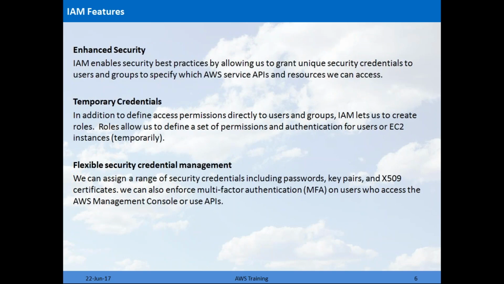We have enhanced security, obviously. IAM enables security best practices by allowing us to grant unique security credentials to users and groups, and to specify which AWS service APIs and resources we can access. So we separate our users' access to AWS services and resources by means of roles. After this PPT, we will discuss this in a clear-cut manner, but try to understand.